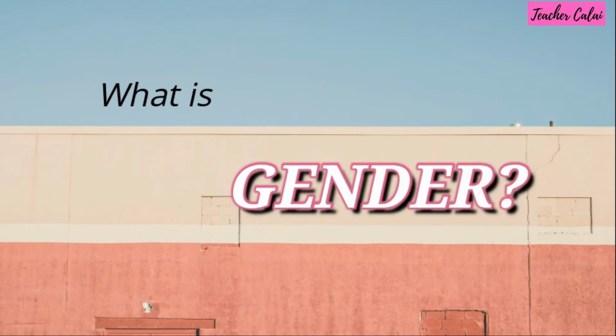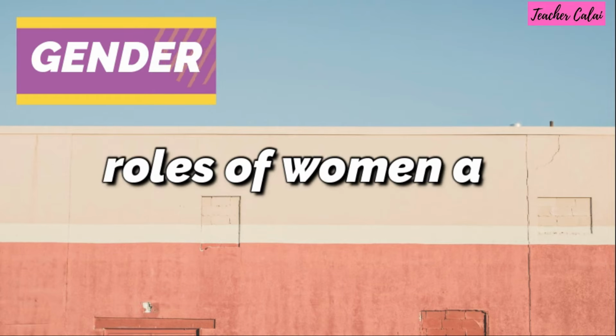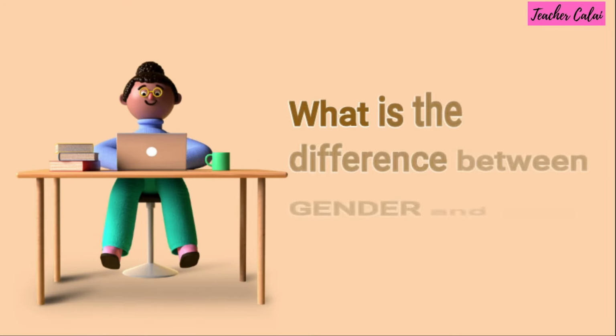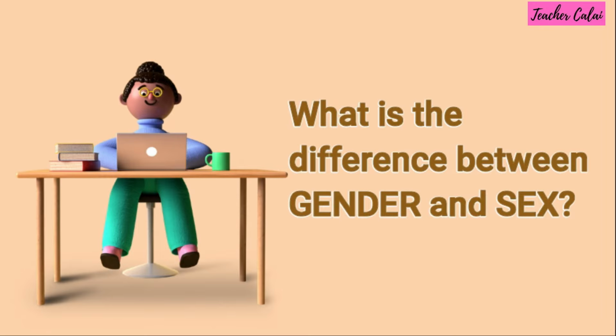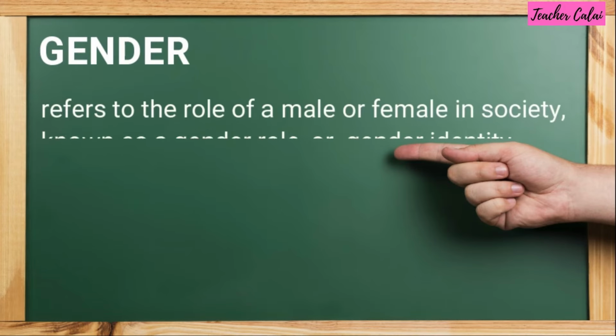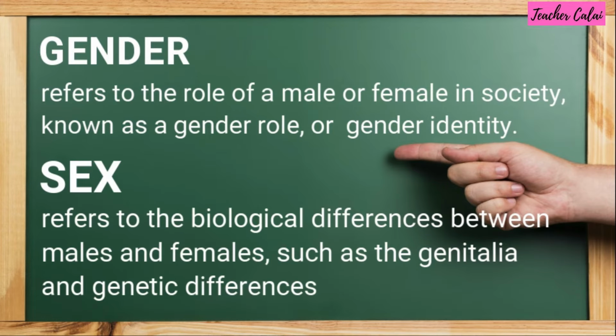What is gender? Gender. These are the roles of women and men in society. What is the difference between gender and sex? Remember, when we say gender, this refers to the role of a male or female in society, known as a gender role or gender identity. And when we say sex, this refers to the biological differences between males and females, such as the genitalia and genetic differences.